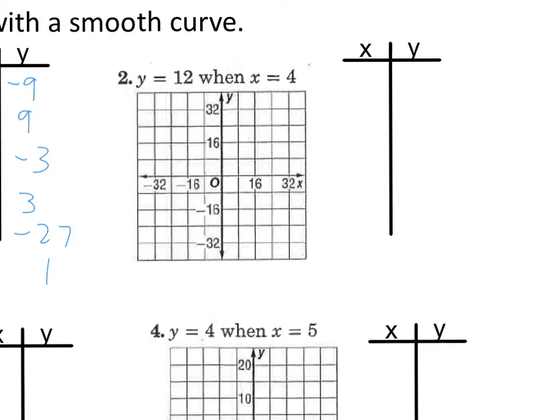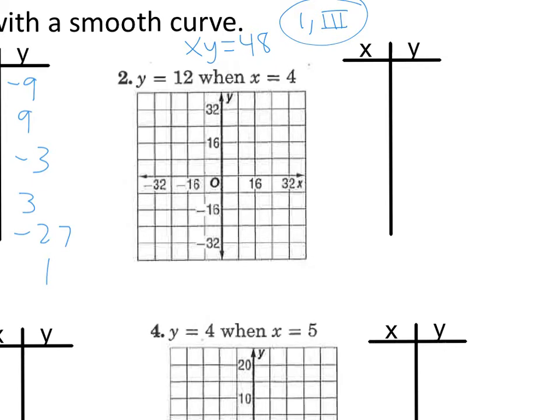All right, number 2, y equals 12 when x equals 4. So let's write an inverse variation equation. So xy equals 48. Now this constant is positive, whereas we saw in the last example it was negative, and our graphs were in quadrants 2 and 4. So this graph, since the constant is positive, our graph should be in 1 and 3.